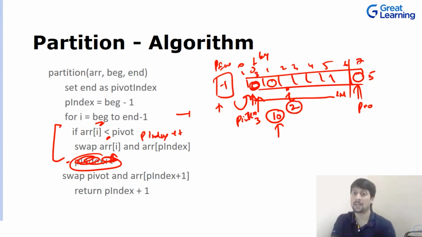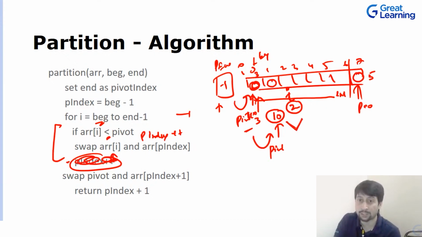Now we have the p index over here. We increment our p index to this position because 2 is less than 5. Then we swap these positions. This is I and this is p index.